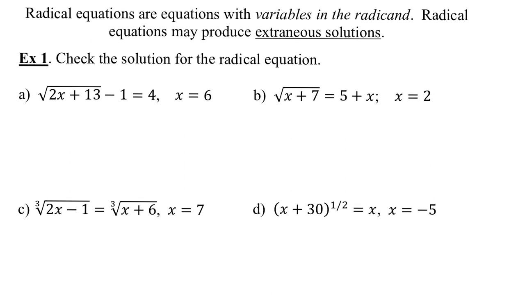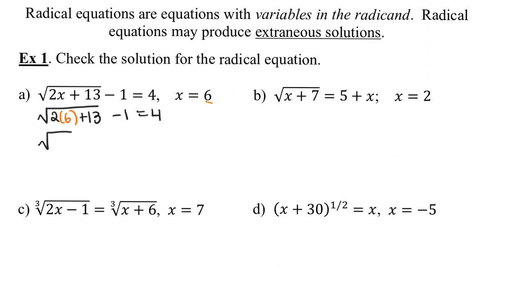Okay, so for example 1, it says check the solution for the radical equation. So it tells me that x is 6. This is the equation I solved for, so I'm going to plug 6 in and see if it equals what it's supposed to. I'm not solving, I'm plugging it in. So x is 6, so 2 times 6 plus 13. Be really careful with your radical. It ends at the 13 and then it has a minus 1 and it equals 4.